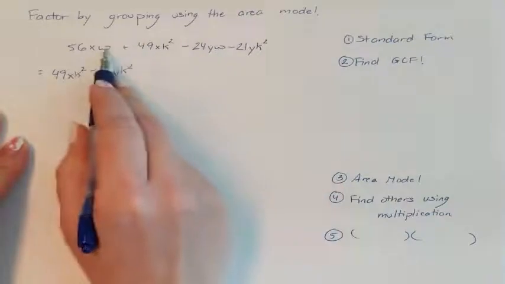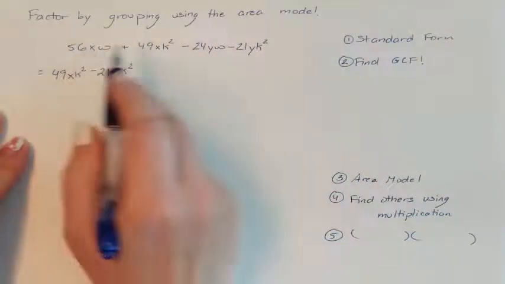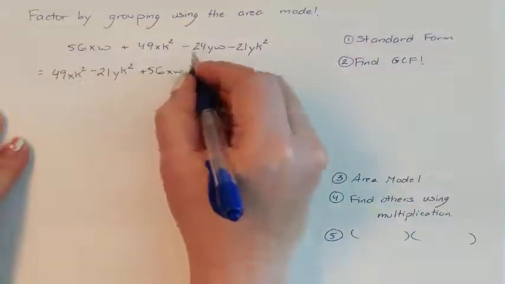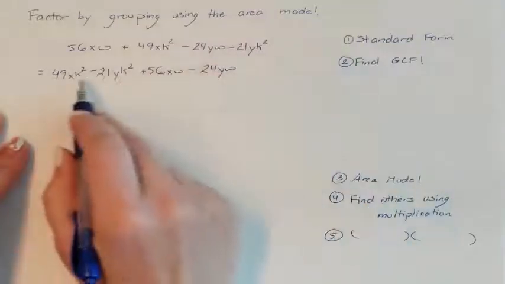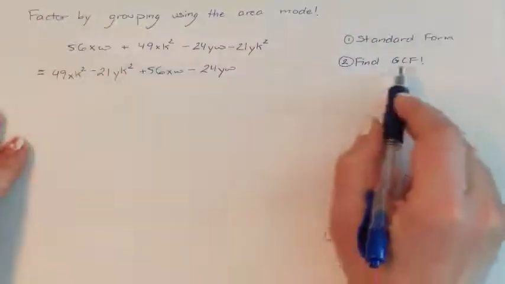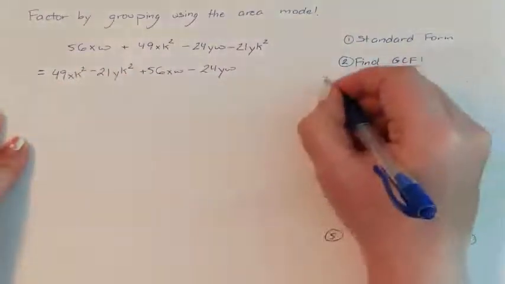These both have a w, which means that x is the thing that's going to decide it. And again, x is first in the alphabet, so this is a positive 56xw. That's a minus 24yw. So we went ahead and put it into standard form as best as we could. Now we're going to see if there is a GCF. Since there are 4 terms, there are going to be 4 lists.